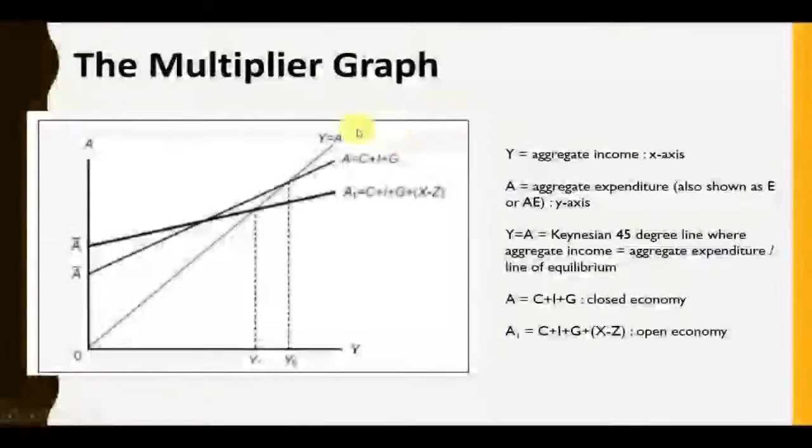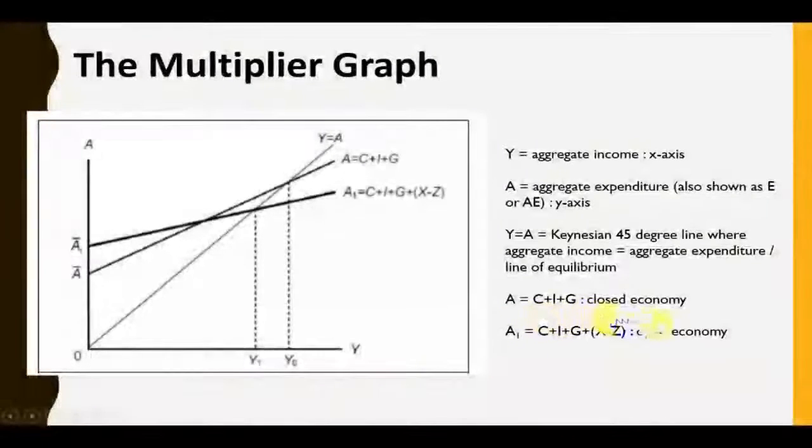Y equals A, that is my Keynesian 45-degree line. Remember, that is where aggregate income is equal to aggregate expenditure. It's our line of equilibrium. So any point on this line is going to be a point where income is equal to expenditure. Alright, and then my two functions that I've been given.